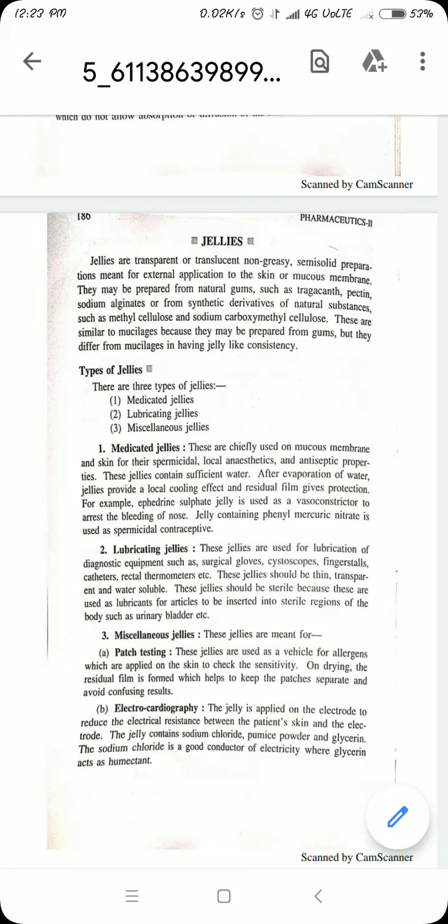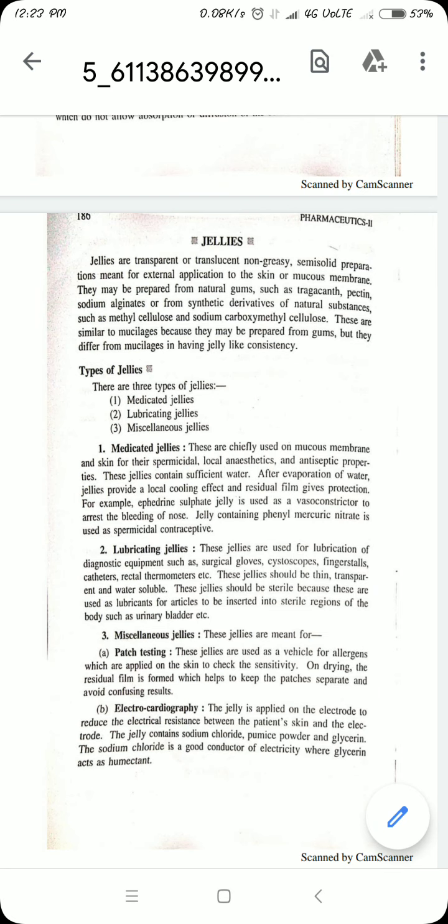Today, we will start with jellies. Jellies are transparent or translucent, non greasy, semi solid preparations. These are meant for external application to skin or the mucous membrane.